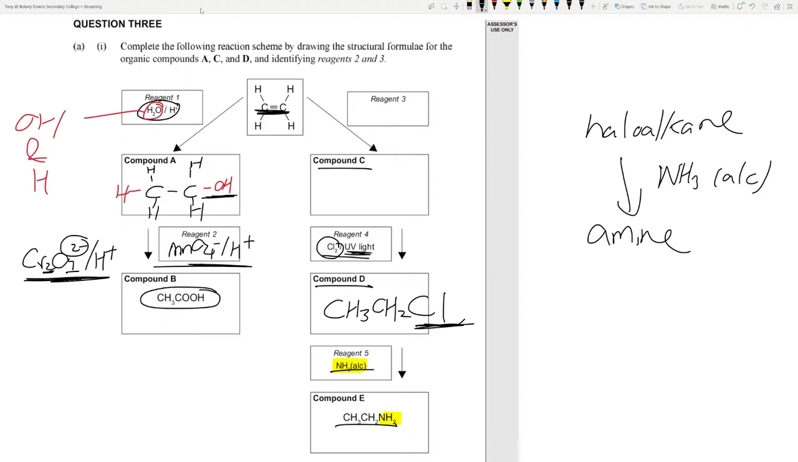And then this is the other condition. Sorry, I didn't mention that in this question here. To go from alkane to haloalkane, you always need UV light as a catalyst. So this has to be an alkane. This is CH3CH3. Must be an alkane. So reagent 3 must be H2/platinum. And that is your excellence question.